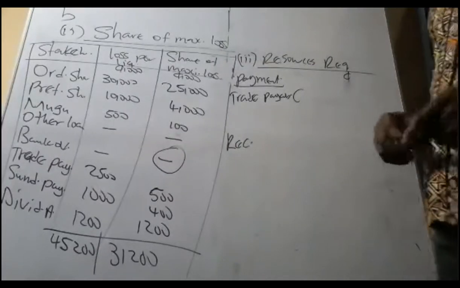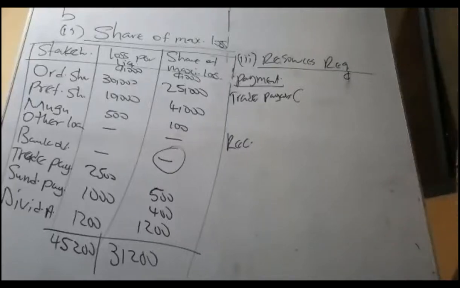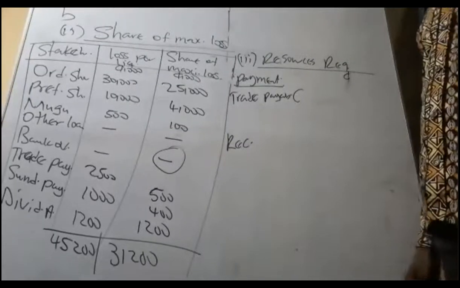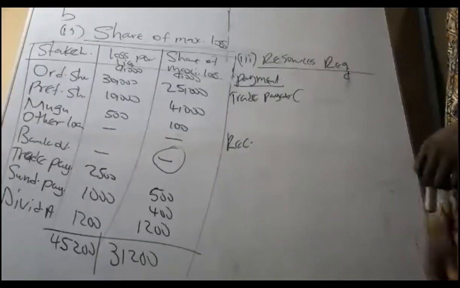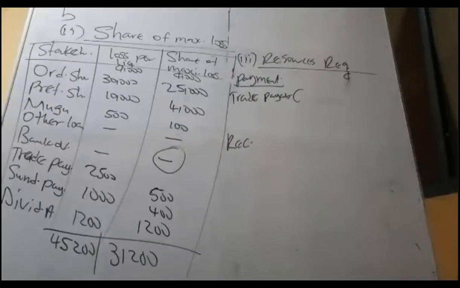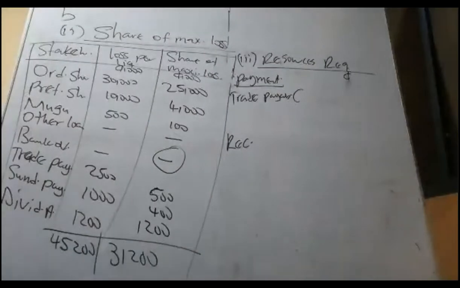The trade payable. Their position before. We pay, we take 500 from it, then we pay the remaining balance to them. So let's quickly do that. Let's go to the sheet.